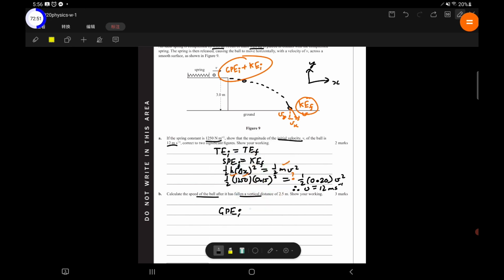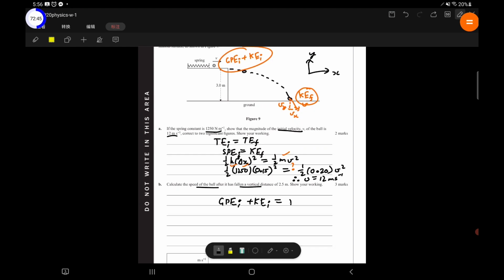Right. Now you guys might wonder why I didn't use GPE for part A. Well, that's because there was no change in height in part A, but in part B there is a change in height.